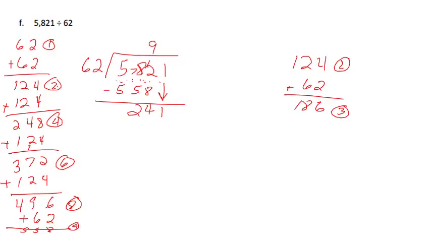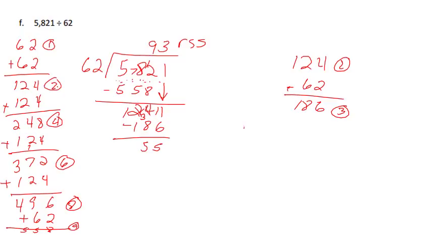I skipped that when I was doing it. So we'd end up having to do the 3rd multiple. And I know that's 186. And when we regroup, we end up with a remainder of 55.